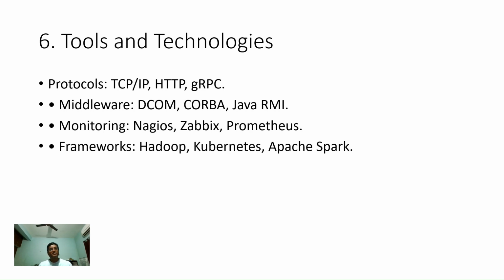Speaking about the middlewares, we have middlewares like CORBA, Java RMI, and other stuff. And coming ahead into monitoring, it can be done through Nagios, Zabbix, and Prometheus. And the frameworks which can generally be used are Hadoop, Apache, and other stuff. All this forms the frameworks which can be utilized.